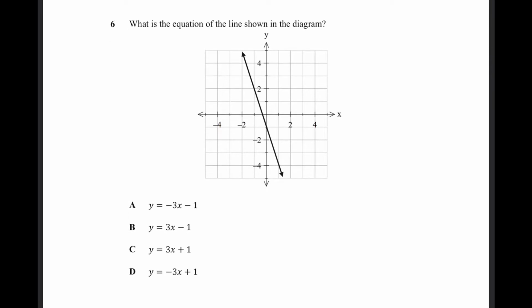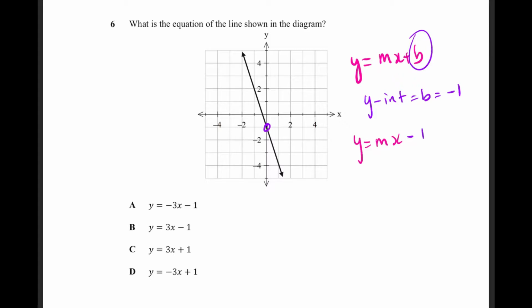Question 6. What is the equation of the line shown in the diagram? So how I like to go about this is first I'll write y = mx + b. I'll first determine what my y-intercept is. So my y-intercept, which is b, in this case is right over here, it's -1. So now I have y = mx - 1.